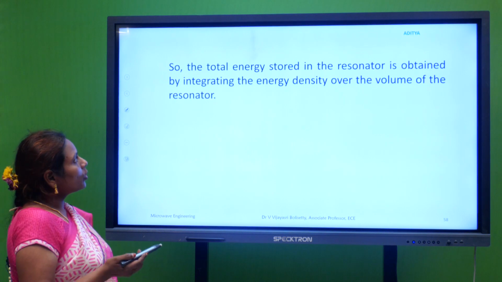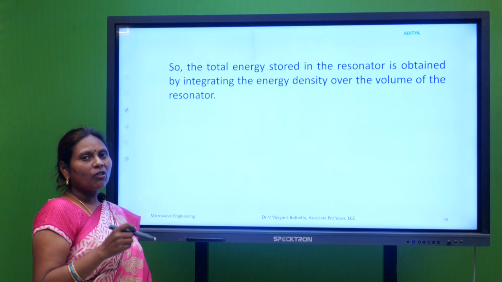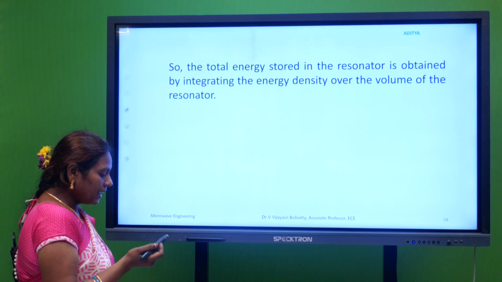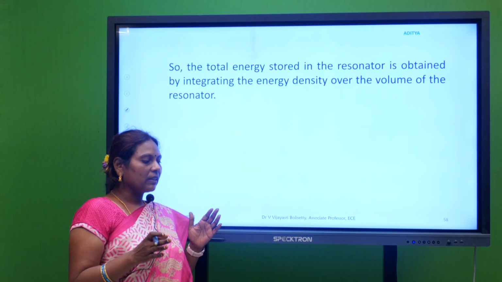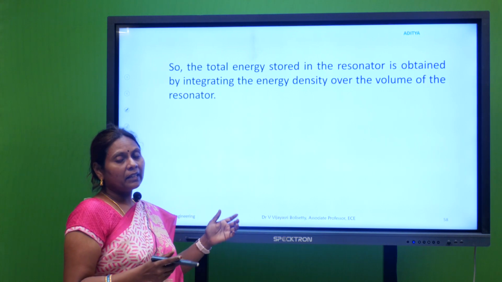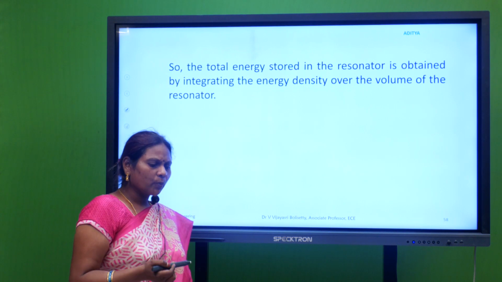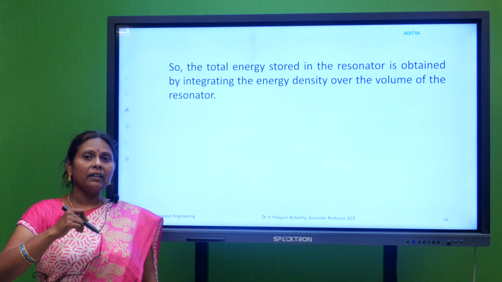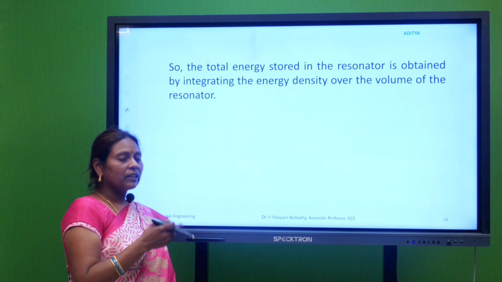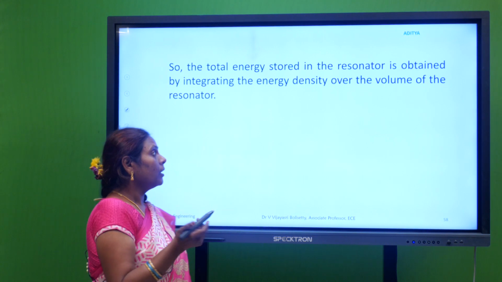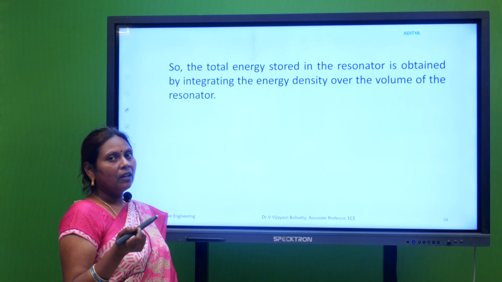Right, so the total energy stored in a resonator can be obtained by integrating the energy density over the volume of the resonator. Here we are taking a rectangular cavity resonator or a circular cavity resonator. It has some volume, and if we integrate the energy density over this volume we get the energy stored. Once we get the energy stored, we can integrate the energy loss over the surface area to obtain the power loss in the cavity resonator, so that with the energy stored and the power loss we can find the quality factor.